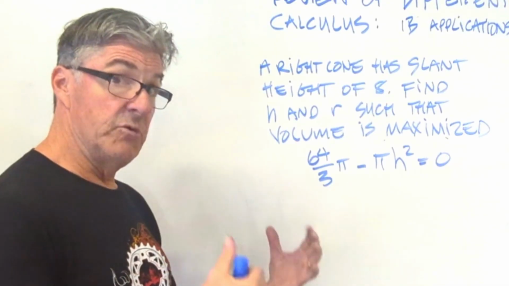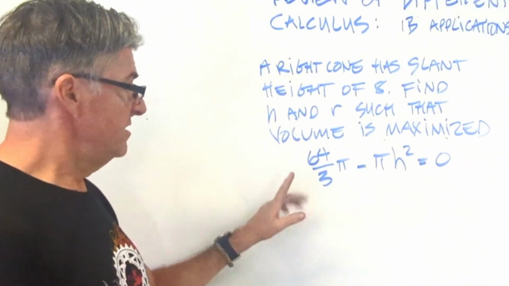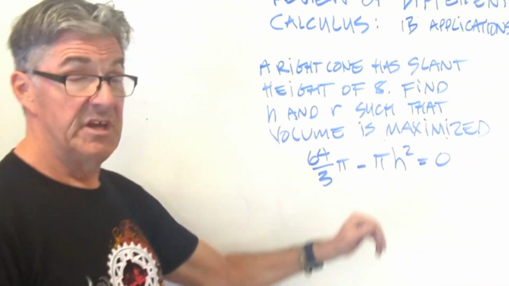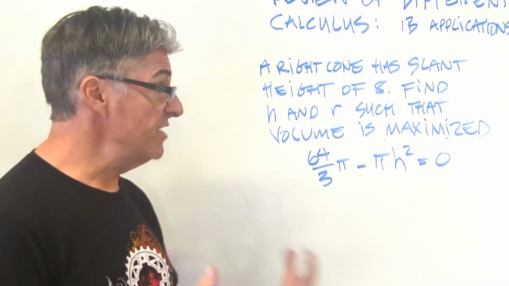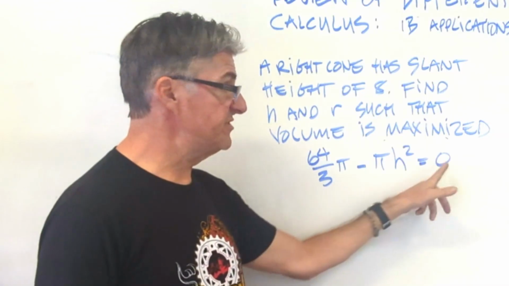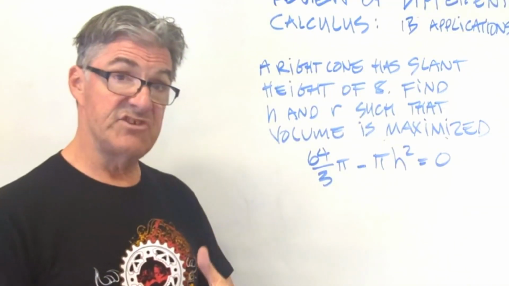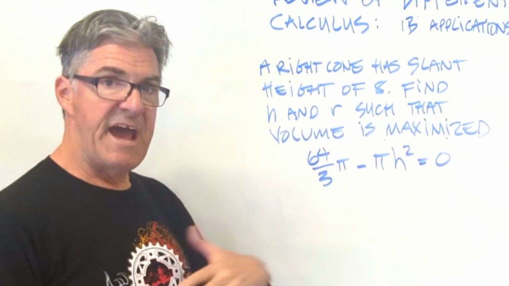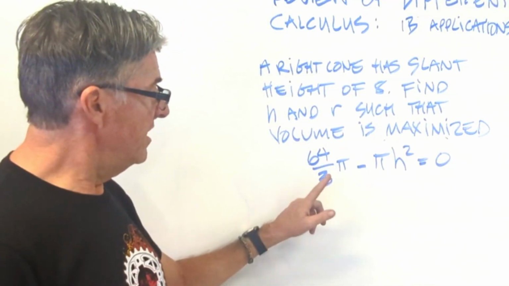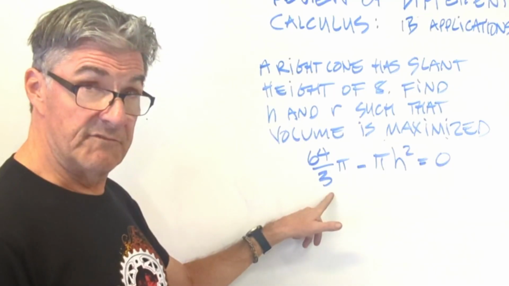Okay, we're dealing with our volume equation. The volume is a function of this. So to maximize, what we want to do is set our derivative equation to 0. That's a 0 slope for the tangent line. That means the function is at a max or a min. Okay, so solve that for h.